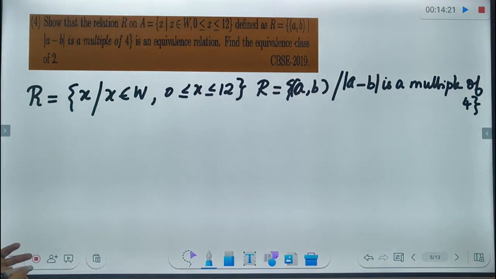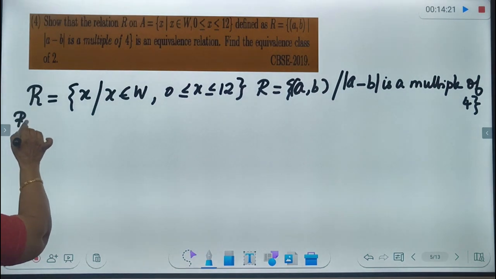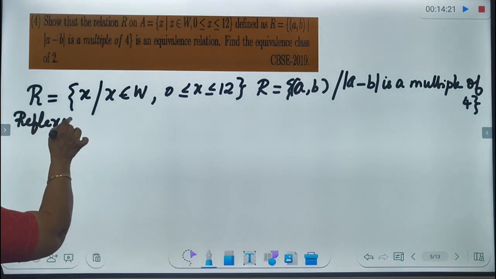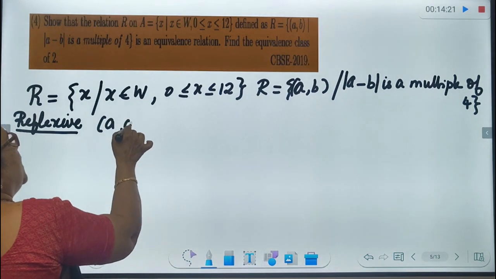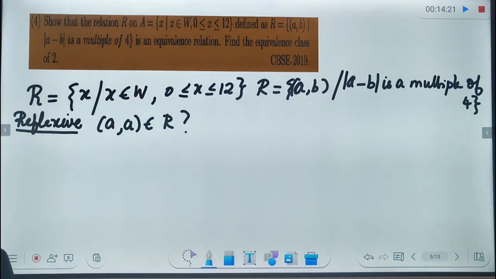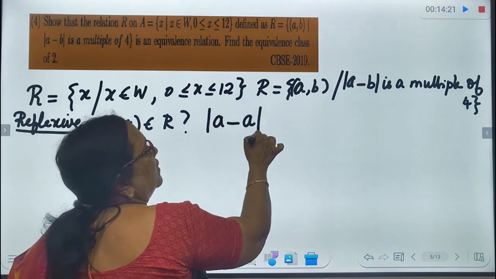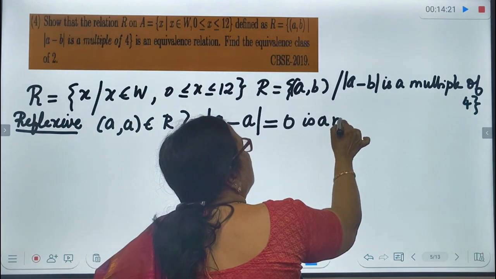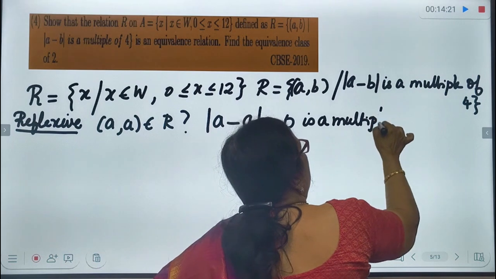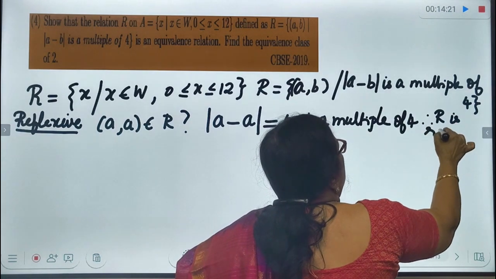Okay. So again, if you have to check whether it is an equivalence relation, you have to check whether it is reflexive, symmetric and transitive. So first let us check whether it is reflexive. That means x must be related to x. Does (a, a) belong to R? They are asking. Now, if (a, a) belongs to R, a minus a should be a multiple of 4. It is 0. We know that 0 is a multiple of 4, since 0 is 0 times 4. Therefore, R is reflexive.